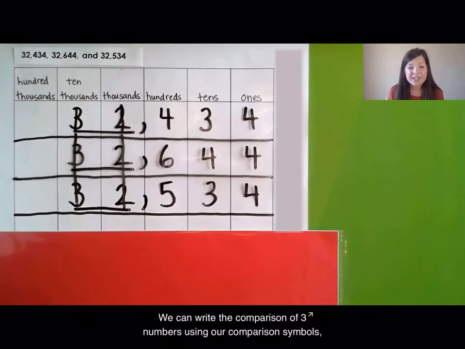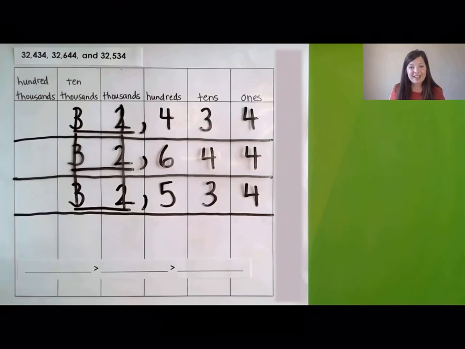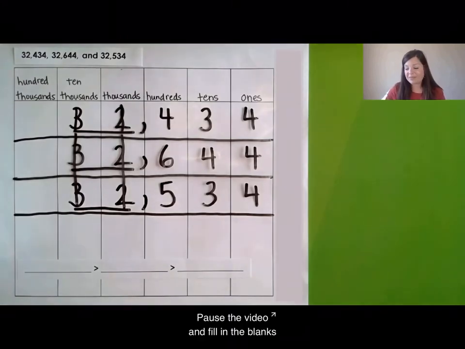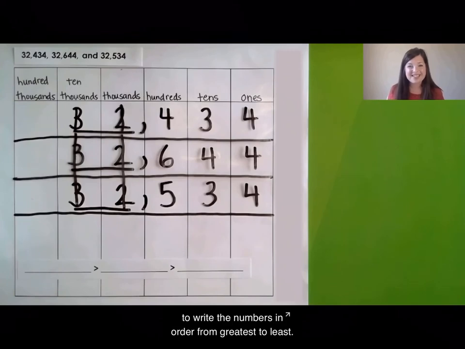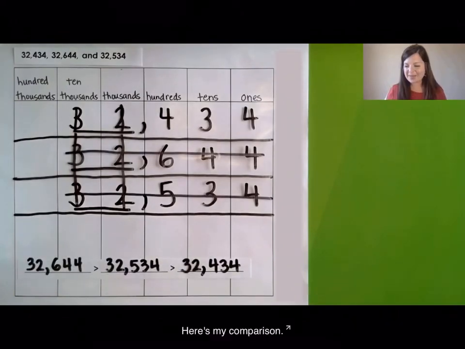We can write the comparison of 3 numbers using our comparison symbols, just like we can write the comparison of 2 numbers. Pause the video and fill in the blanks to write the numbers in order from greatest to least. Here's my comparison.